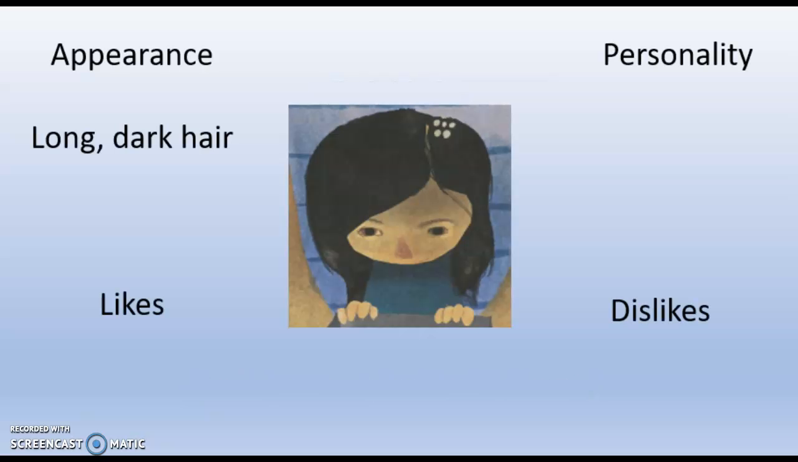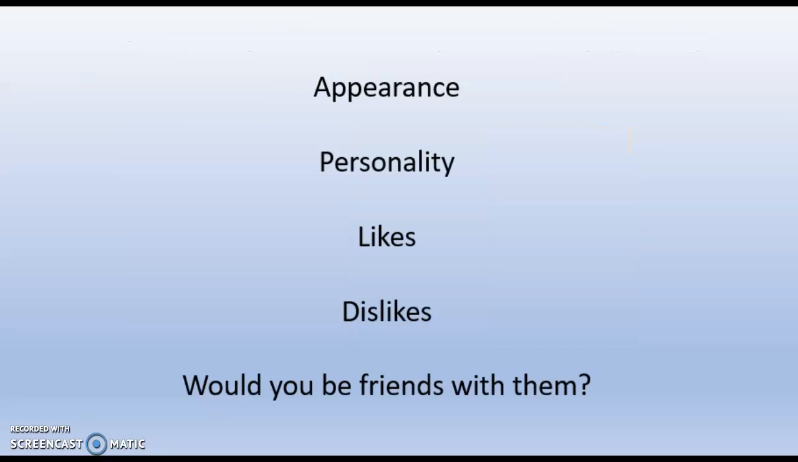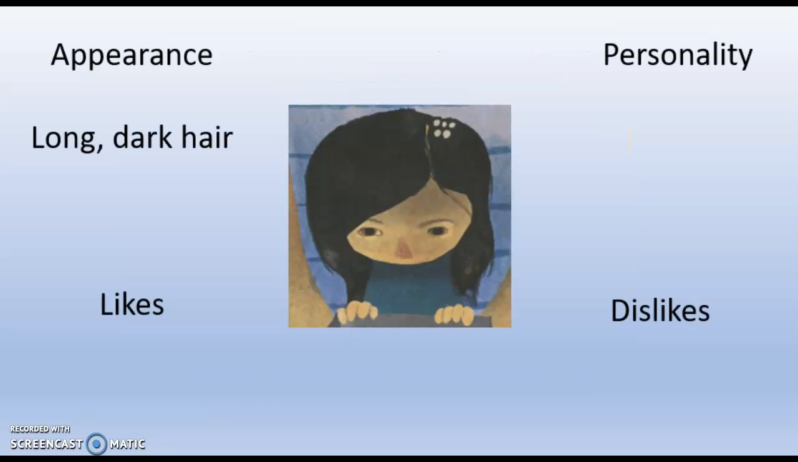Now today I'm going to let you choose which character you would like to write about. So you can either choose to write about Lubna or Amir. Now I have started to just write down some things about Lubna here. So you might like to do this in your book first. So you might have a picture of Lubna in the middle, and then you might want to split it into the different headings. So we've got here, you can see appearance and personality, and then you've got likes and dislikes.